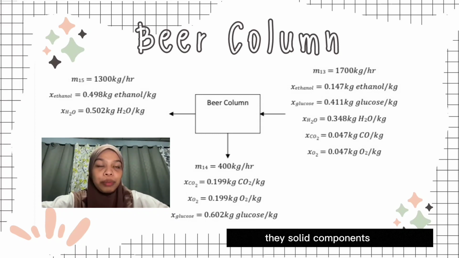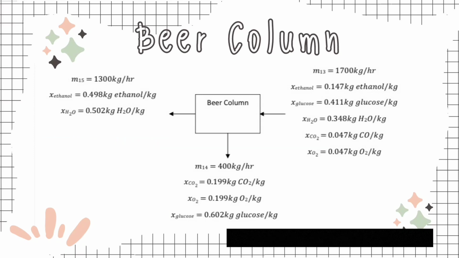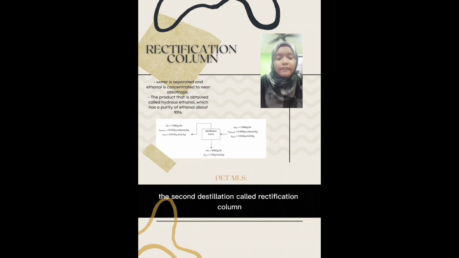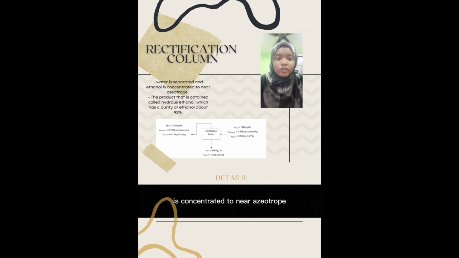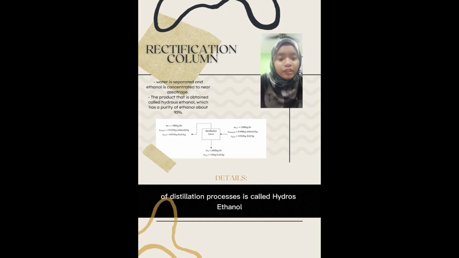There, solid components are removed at the bottom as tillage, while gaseous components such as dissolved CO2 are removed at the top. The second distillation, called the rectification column, is where water is separated and ethanol is concentrated to near azeotrope. The product that is obtained from this series of distillation processes is called hydrous ethanol, which has an ethanol purity of about 95%.